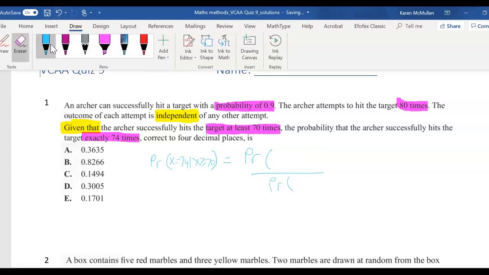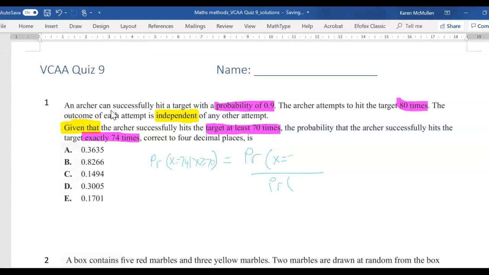So that order is extremely important. See how it's written? Given that they successfully hit the target at least 70 times. I would assume students who got this wrong put that first because that's the order they're reading it in. But we want the given that symbol, the straight line, X is greater than or equal to 70. That's our condition.